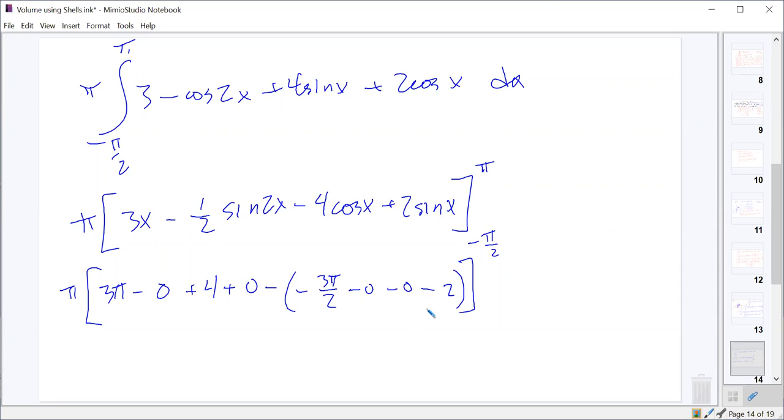And now it should be easy enough to simplify. We got 3 pi plus another 3 pi over 2. So that should be 9 pi over 2. And we got a 4 minus negative 2. It should be a 6. Good or no? Angelina, good with that or no? Yeah. Wonderful.